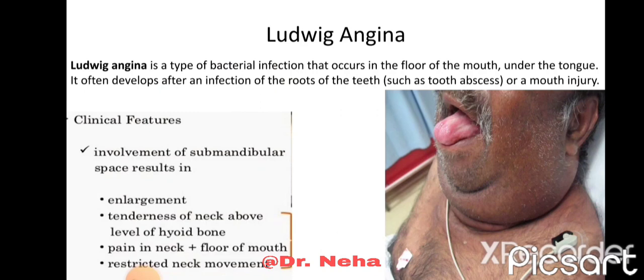Another is Ludwig's angina. Ludwig's angina is a type of bacterial infection that occurs in the floor of the mouth, under the tongue. It often develops after an infection of the root of the teeth, that is a root abscess, or mouth injury. It presents with enlargement of the submandibular space, that is also tenderness of the neck above the level of the hyoid bone, pain in the neck and the floor of the mouth, and restricted neck movements.